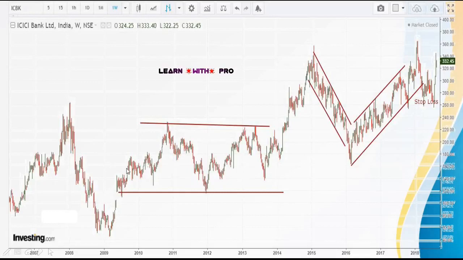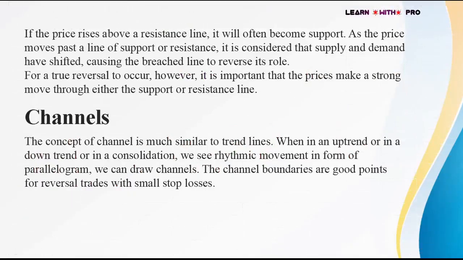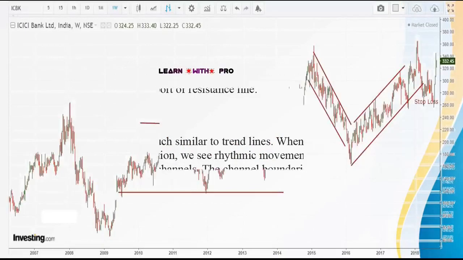This now is a consolidation. This is a channel in a downtrend. This is an uptrend. You can see this is a channel in an uptrend. So you want to understand channel. A channel is you trying to draw two parallel lines to match the market structure. It may be an uptrend market structure, or a downtrend, or a consolidation. So a channel is about you joining two parallel lines in the form of a parallelogram, to match the movement of the market.